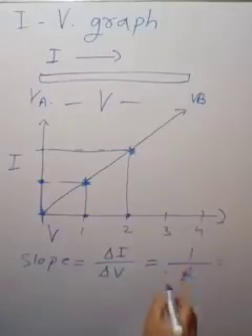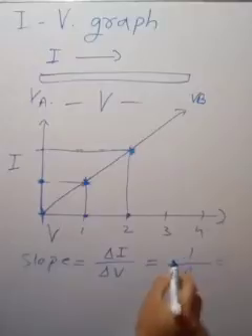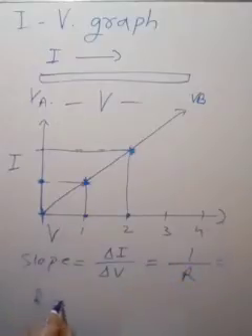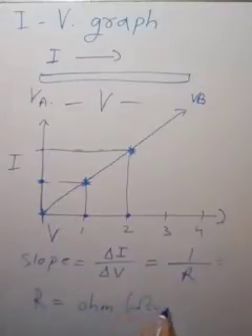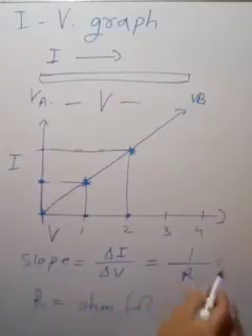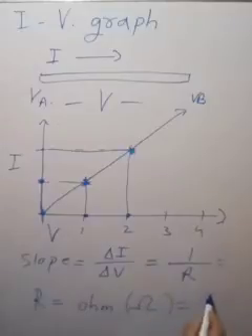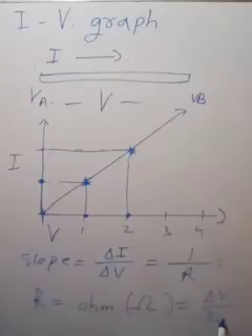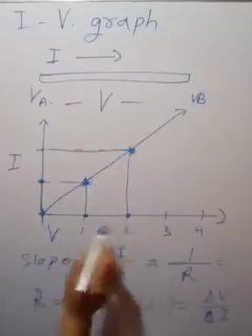Now when you know the conductance, you can get the resistance also, in ohm. When you divide I by V, you get the conductance. And for R, you have to divide the amount of volt by the amount of current.